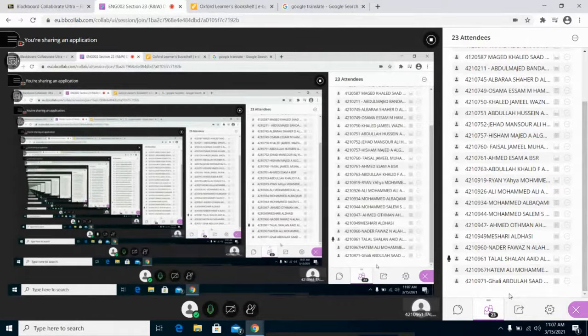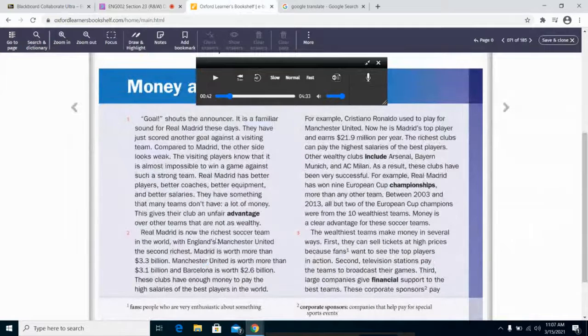What do you think? Wealthy Saudi Arabia. Saudi Arabia has more money. All right. Now let's go for the second paragraph.